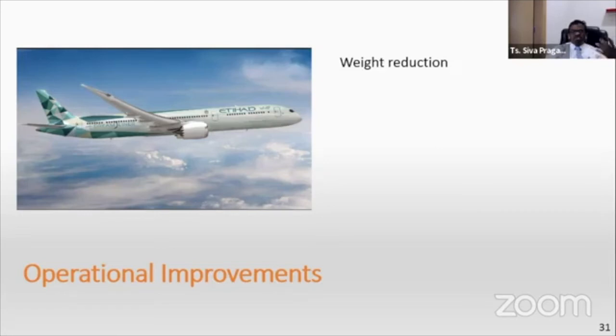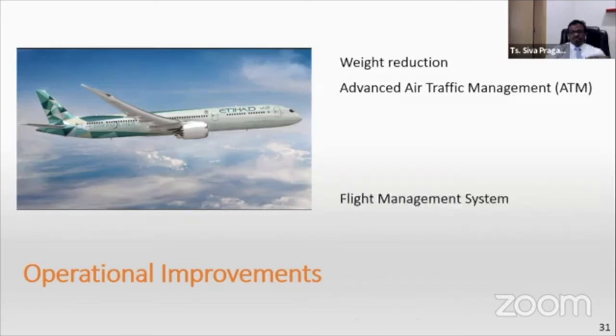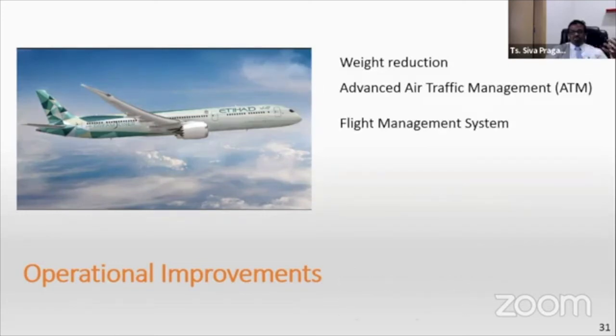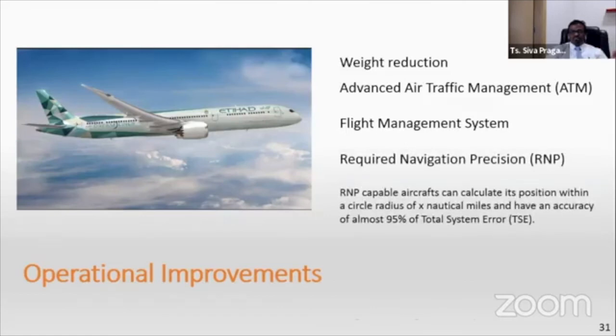So the first operational improvement that aviation does is weight reduction. Second is air traffic management and flight management. From the operations perspective, we know that for weight reduction, they start reducing so many weights: the leg rest is being reduced, the amount of potable water that is carried is now optimized to be sector based, and by the number of people on board, right?